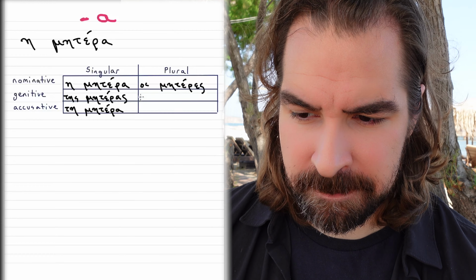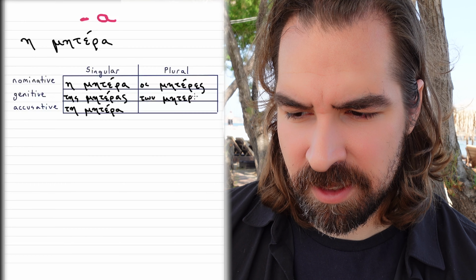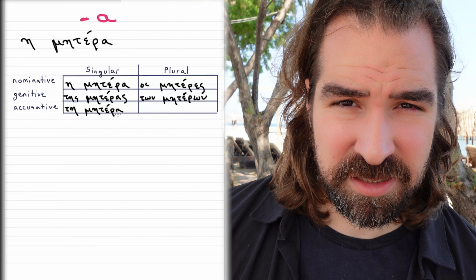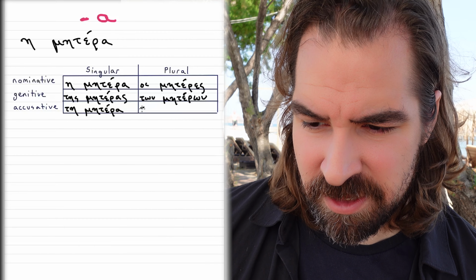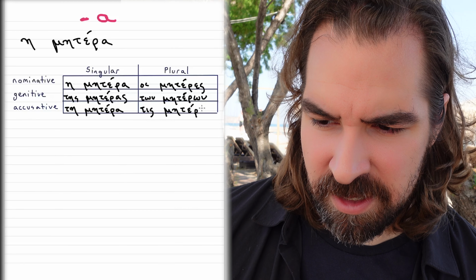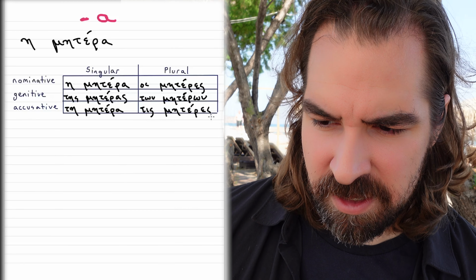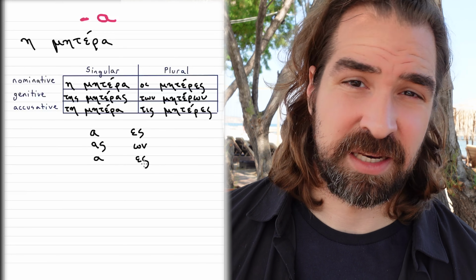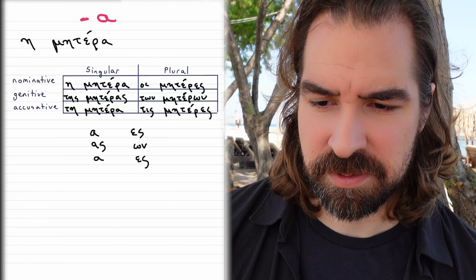Των, we should know what this is going to be. Των μητέρων. And accusative plural, τις, with an iota, τις μητέρες. So the endings we have here are -a, -as, -a, -es, -on, and -s.